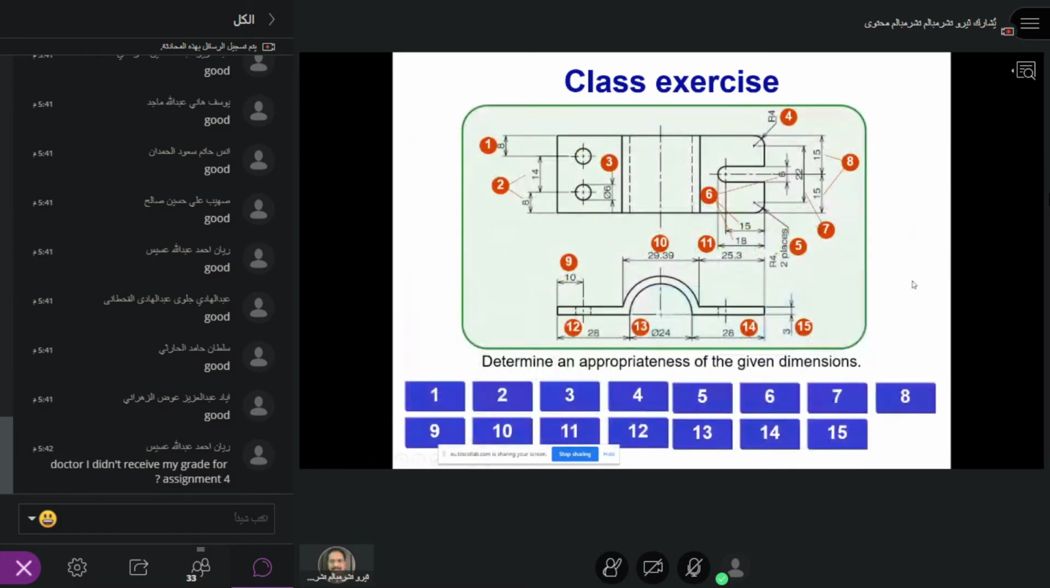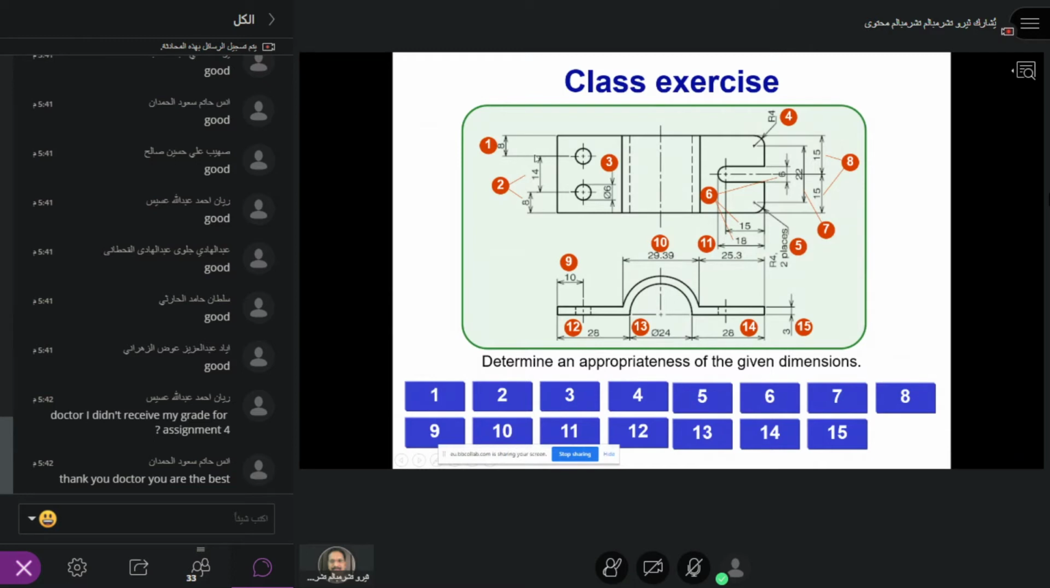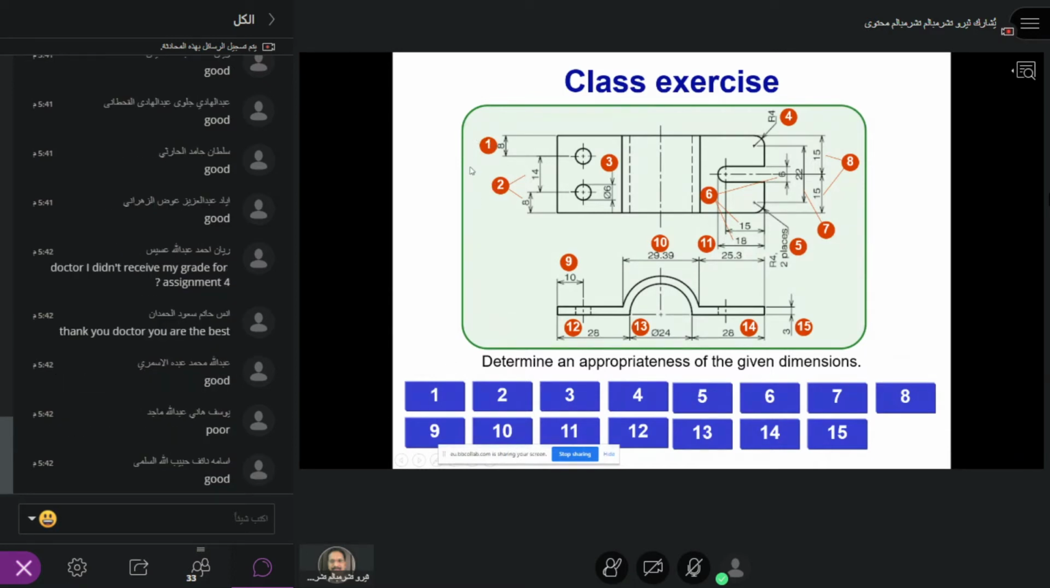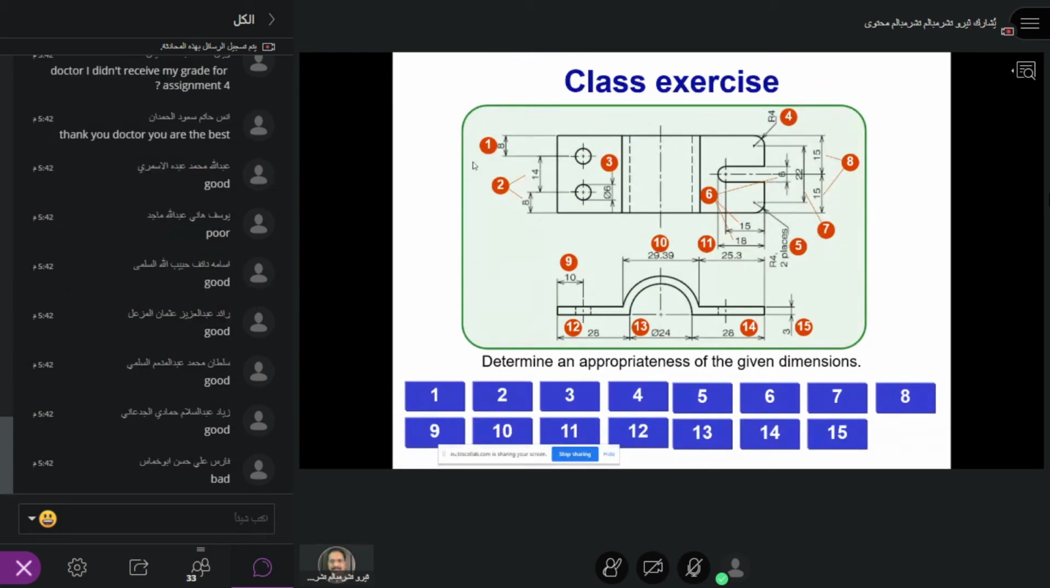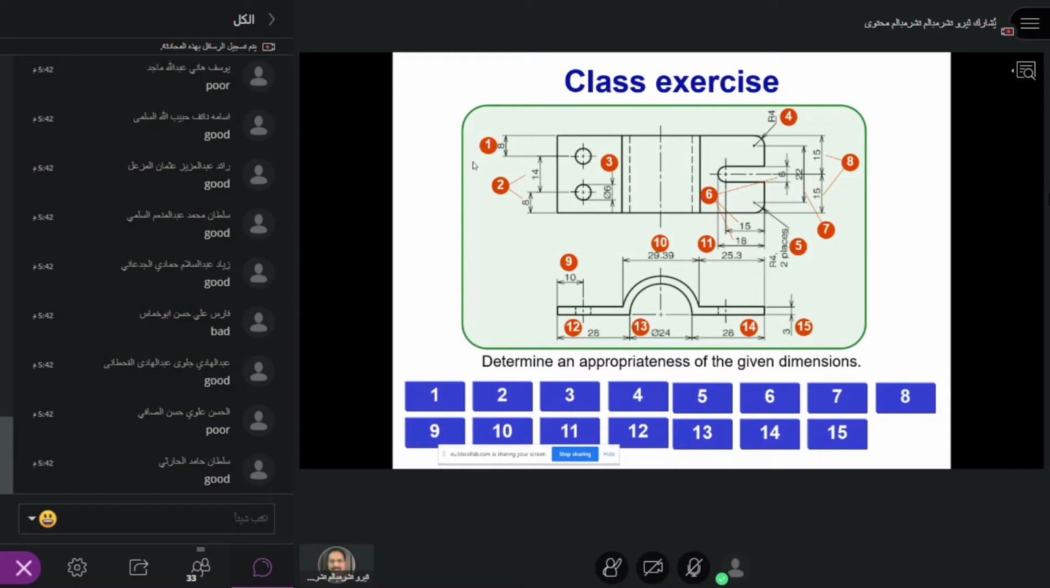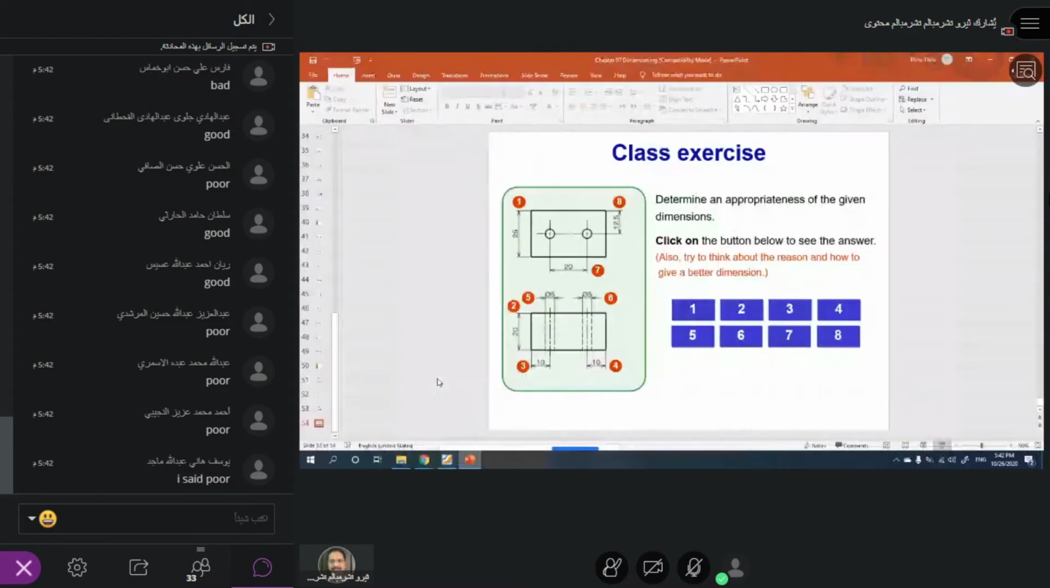Okay, now let's see. Be ready, guys. Number 1. Is it good? How many of you see? I can see good. Hey, careful. Just check this. 1, 14, 8. They are not positioned in the same line. You see? They are not. Poor.